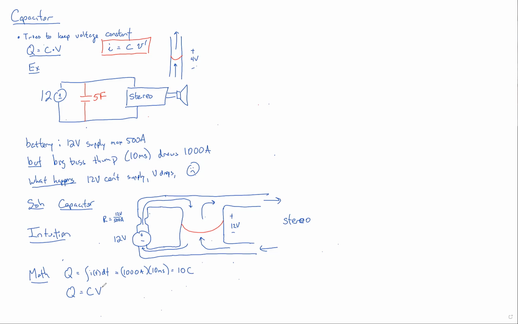How much charge does a capacitor hold? It's C times V. So this 5 farad capacitor, 5 farads is huge. Most of the capacitors we use are millifarads or microfarads. 5 farads times 12 volts is equal to 60 coulombs that it can store. So every bass thump only peels off about 1/6 of the charge that this capacitor is holding. It can provide that easily, and your system stays pretty darn close to a full 12 volts and everything works.